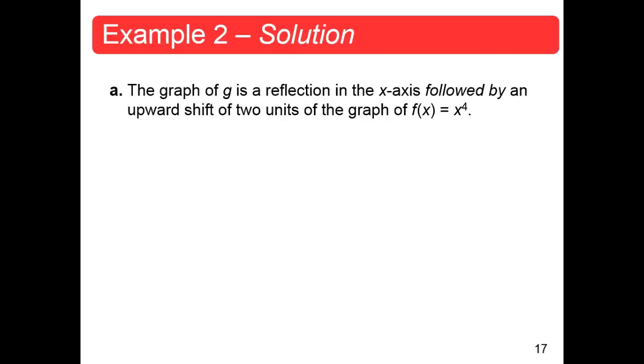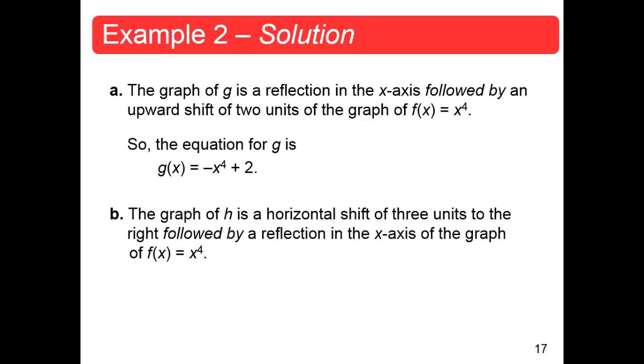Oh, they didn't use that slide anyway. The graph of G is a reflection across the x-axis followed by an upward shift of 2 units to f of x equals x to the 4th. So that would be minus x to the 4th plus 2. On the B part, the graph of H was a horizontal shift, and they say followed by a reflection. I still like to do the reflection first, then do the shift.